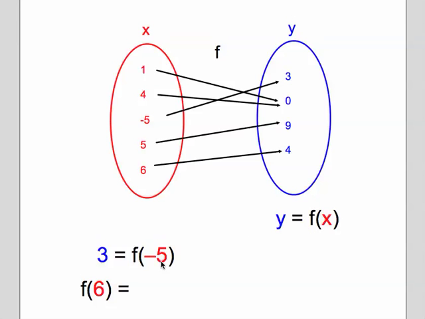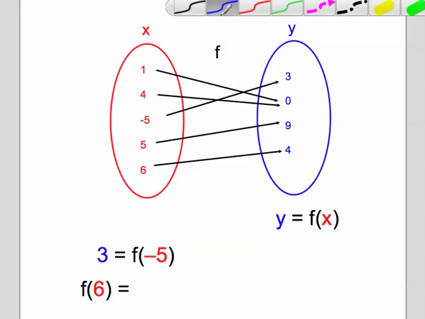So we can now make statements like 3 is equal to f of negative 5. Again, when you see the brackets, you read that as "of." You could also read it as "at." So 3 is equal to f of negative 5. That means when you take an input of negative 5 and you apply the f function, which you do by following the arrows, you get an output of 3.